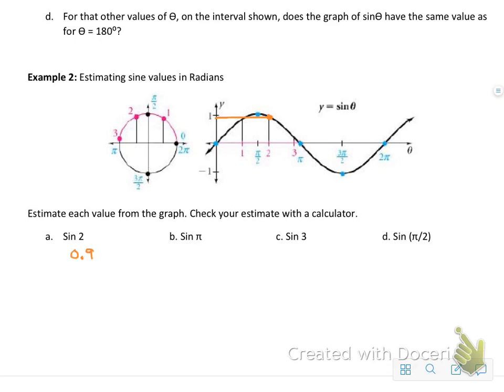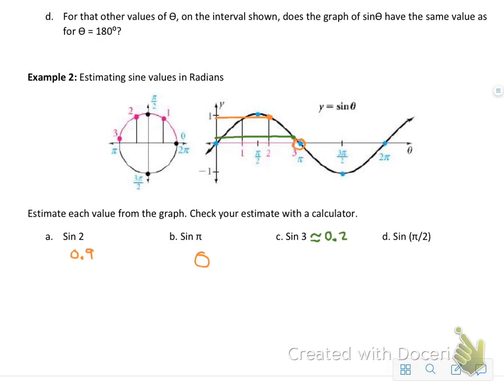Sine of pi, well, let's find pi. Pi is right here, so that's 0. Sine of 3, well, that's just a little bit higher than 0. So about there. Because it's an approximation, I'm going to call that about 0.2. Right now, it wants us to check it using a calculator, and you can just plug it into your calculator. When you do that, you're going to have to make sure you change it from degrees to radians, and I will show you how to do that when you come to class.